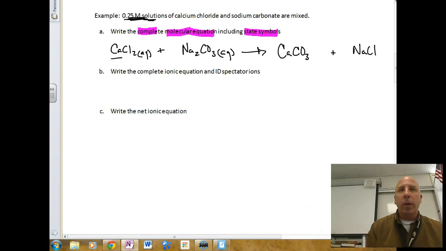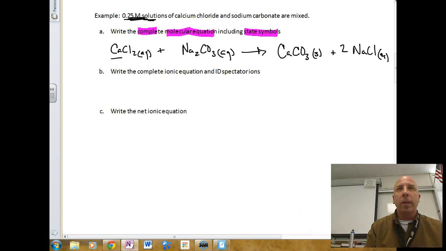Real quickly, I'm just going to balance this. So we have 2 chlorines and 2 sodiums and one calcium and 1 carbonate. Okay, now we're balanced. Now we're going to apply solubility rules to see if we have a solid formed here. We know the solubility rules on sodium chloride. It's got an alkali metal in it, so this is going to be aqueous. And for calcium carbonate, carbonates are soluble when they're with alkali metals, but not when they're with an alkaline earth metal. So calcium carbonate is going to be our solid precipitate formed. We've written our complete balanced equation and included all of our state symbols.